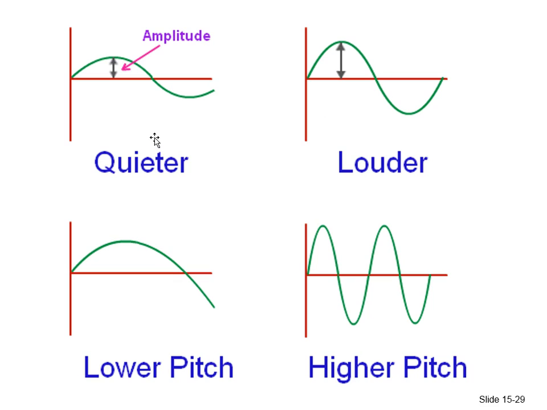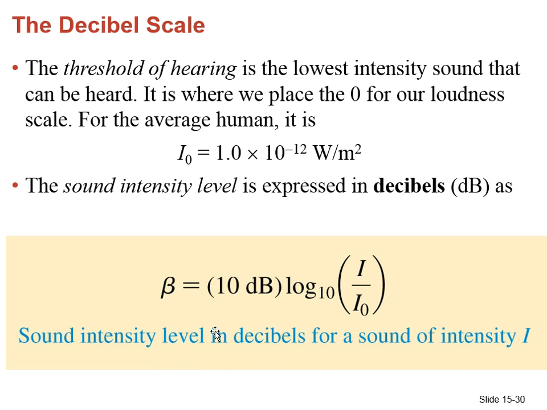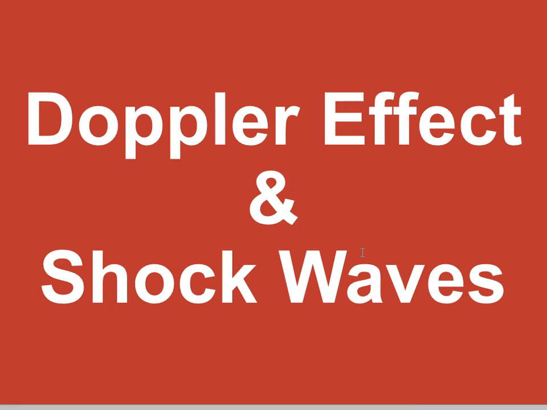Loudness of a sound depends on the amplitude. The pitch depends on the frequency. Higher pitch is higher frequency. The decibel scale, and the reasons why that was a logarithmic scale, are based on the amazing range of the human ear, what sounds we can hear.